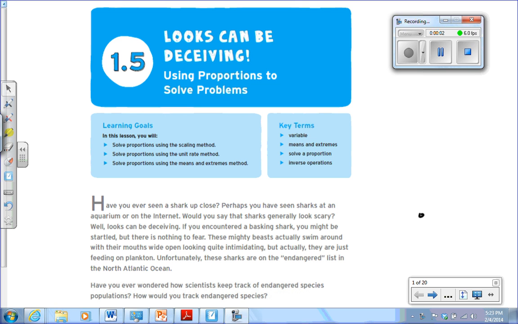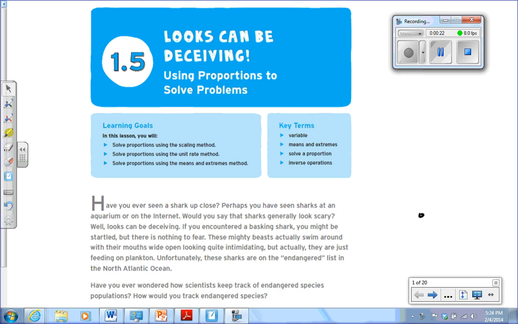This is lesson 1.5, Looks Can Be Deceiving, using proportions to solve problems. So the learning goals in this lesson you're going to address are to solve proportions using the scaling model. That's scaling up and scaling down. We've talked a whole lot about that.